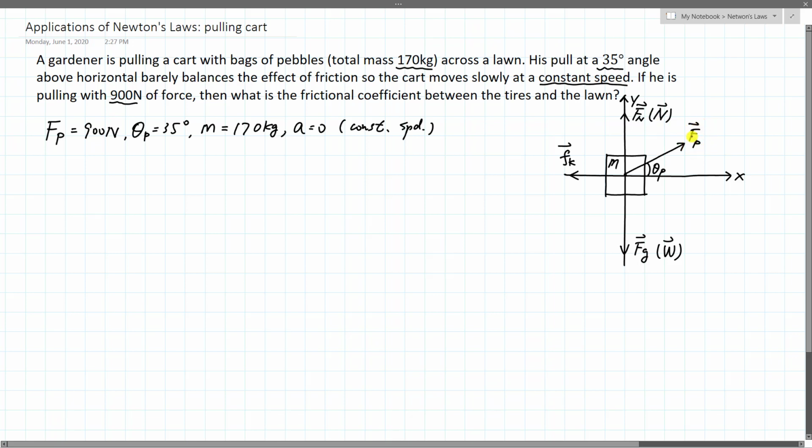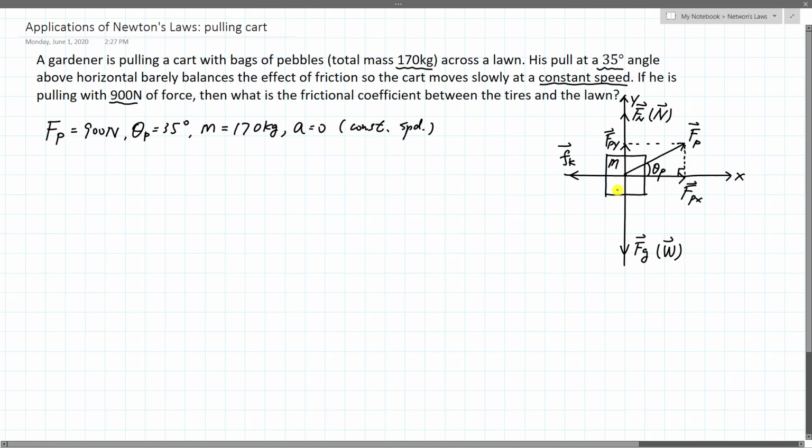One of them, this gardener's pull, is not along the x or y axis, so it's hard to find its effect. We will make this force the hypotenuse of a right angle triangle, and we break this force down into its x and y components. We've done that before with vectors. This amount will be the Fpx, and this amount, which I'll translate over to the axis, is Fpy. The Fpx is Fp, 900 newtons, times cosine of the 35 degree angle. Fpy is Fp times sine of the 35 degree angle.